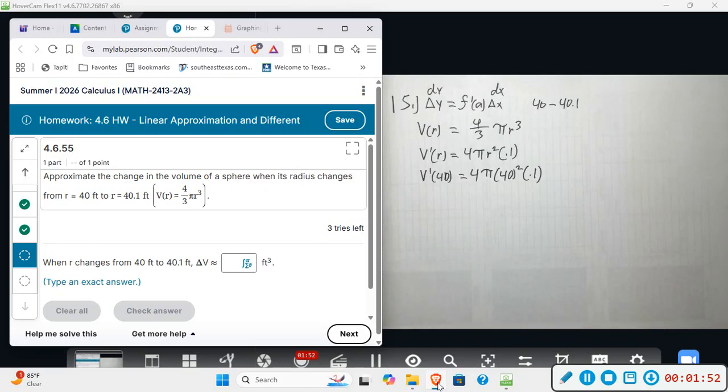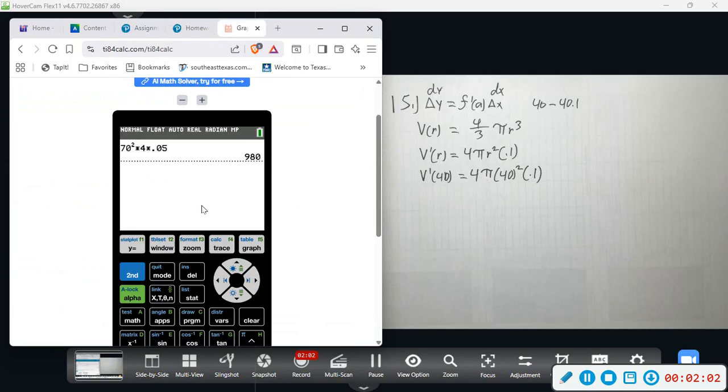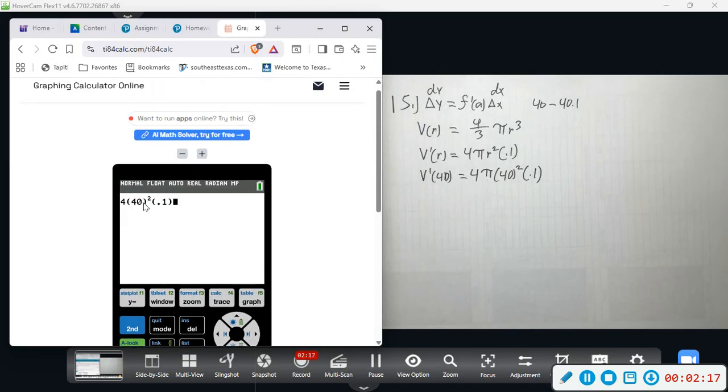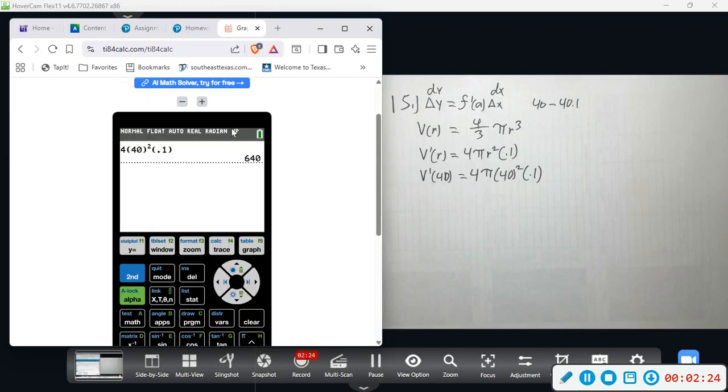The computer says type exact answer, so I'm going to type all of this in, leave it as pi, and then I'll add the pi at the end. We don't want to round with pi. So we're going to do 4 times 40 squared times 0.1. And we get 640. And so we just tack on the pi, and that'll give us the exact answer.